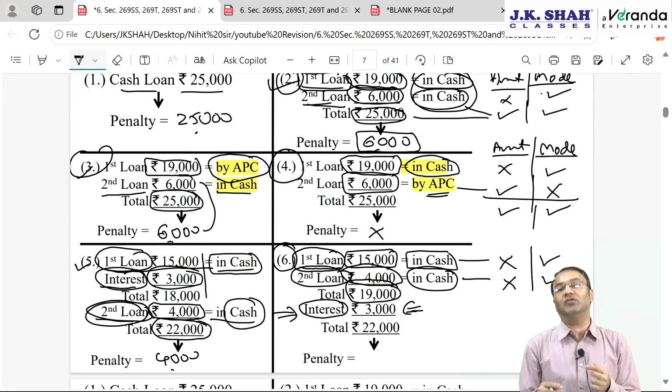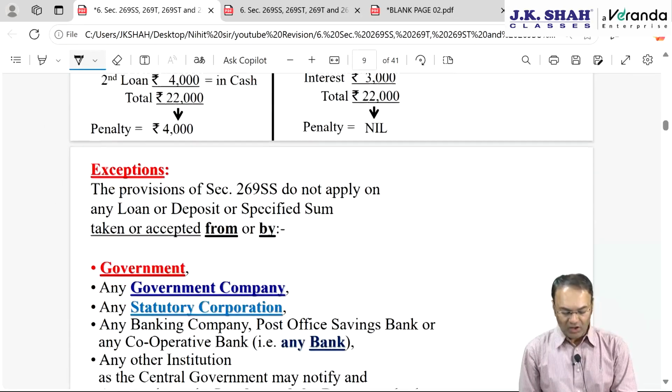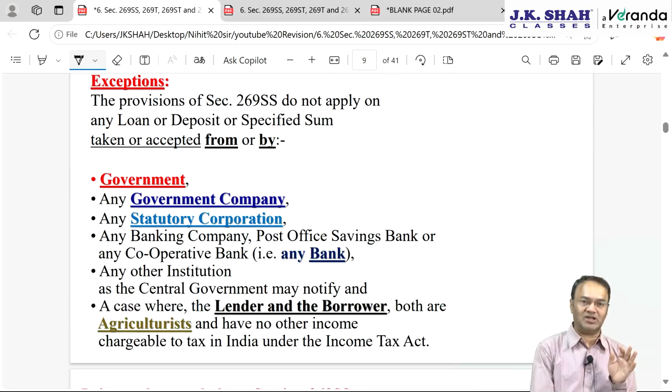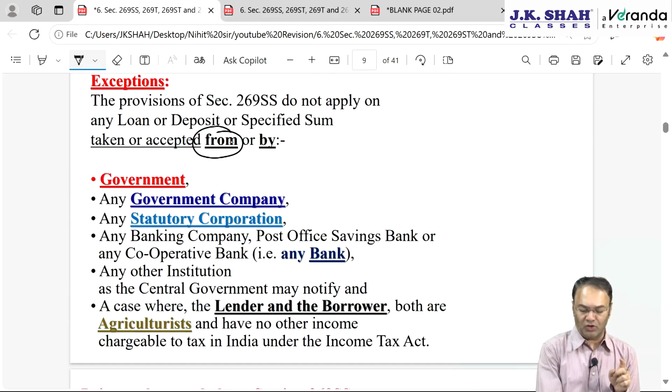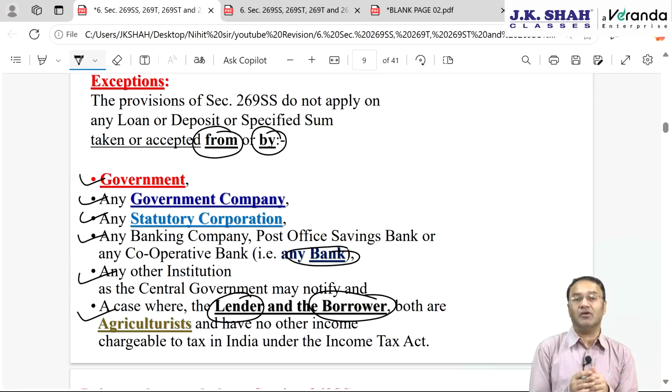Okay, who will be levied with a penalty? The person who is taking or accepting the loan or deposit. Okay, there are some exceptions, 5 exceptions as I said. No violation if a loan or deposit is taken or accepted from or by government, government company, statutory corporation, any bank, any institution notified by government, and last, lender and borrower both are farmers, agriculturists. Not pharmacists, sorry, slip of the tongue.